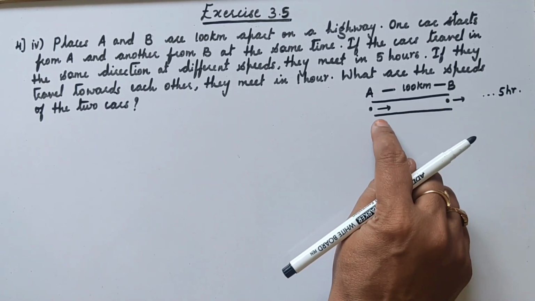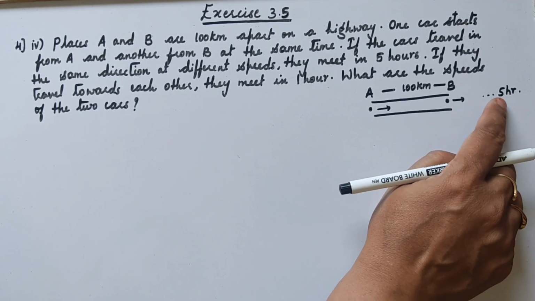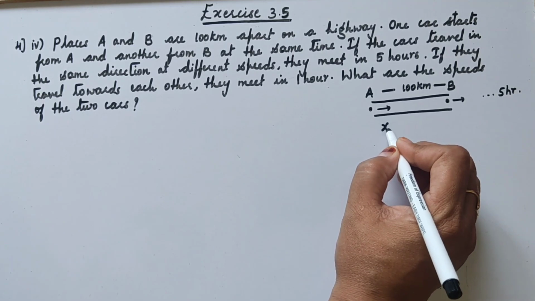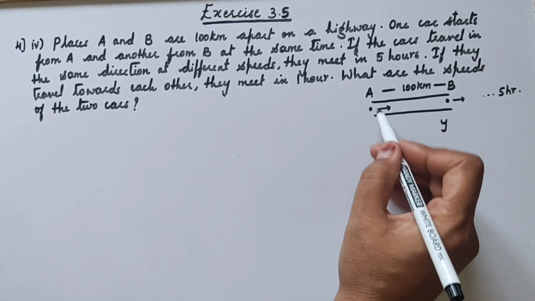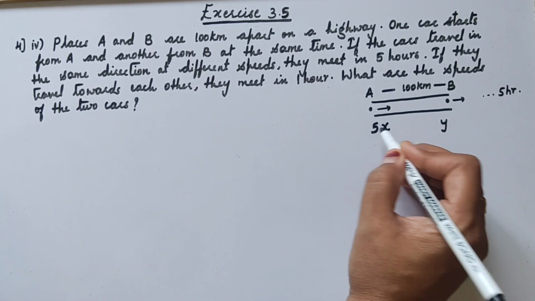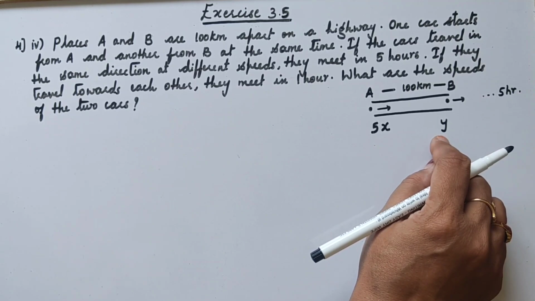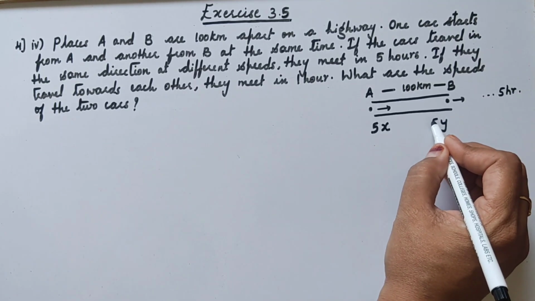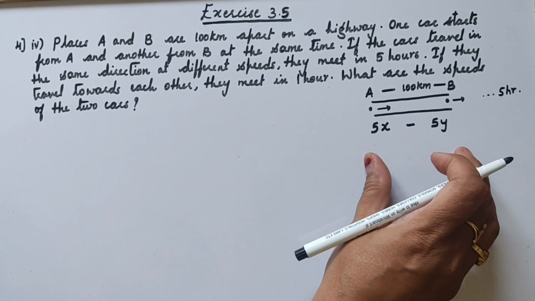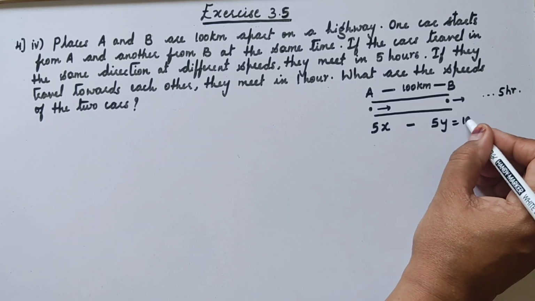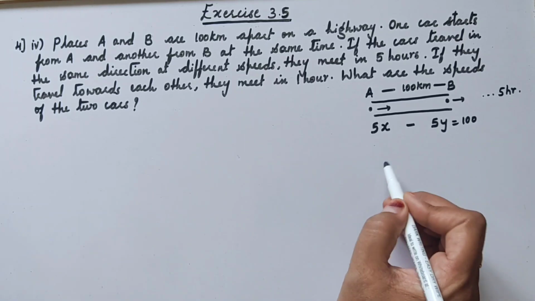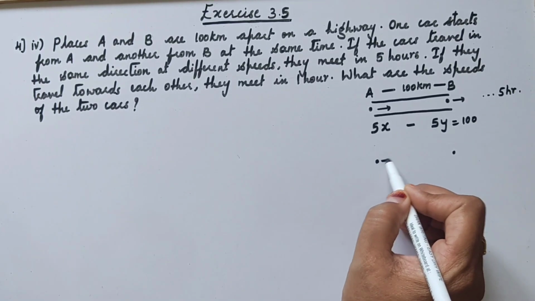Okay, the distance traveled, they have to take 5 hours to meet in one place, right? So here the cars, I can say x and y, both the cars. Both have to meet in 5 hours, students. So 5x, 5y, but both have maintained different speeds. So equal to 100.